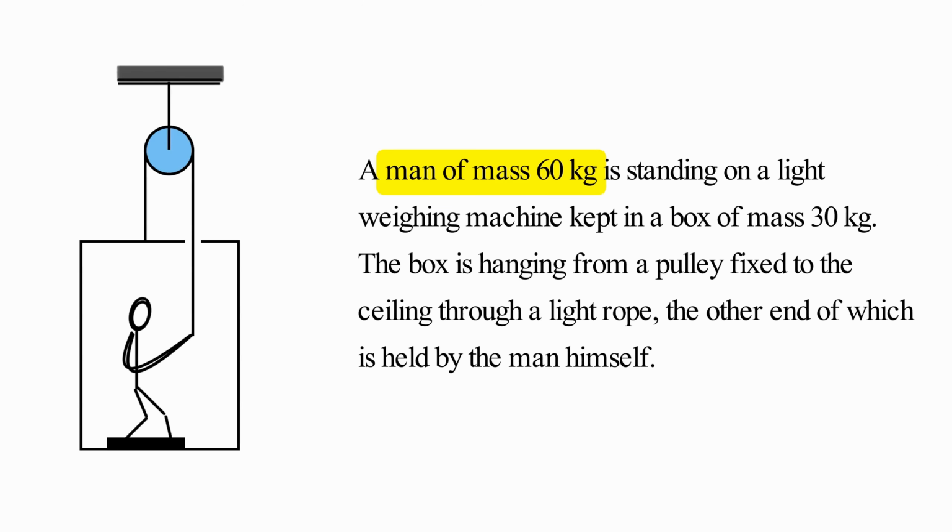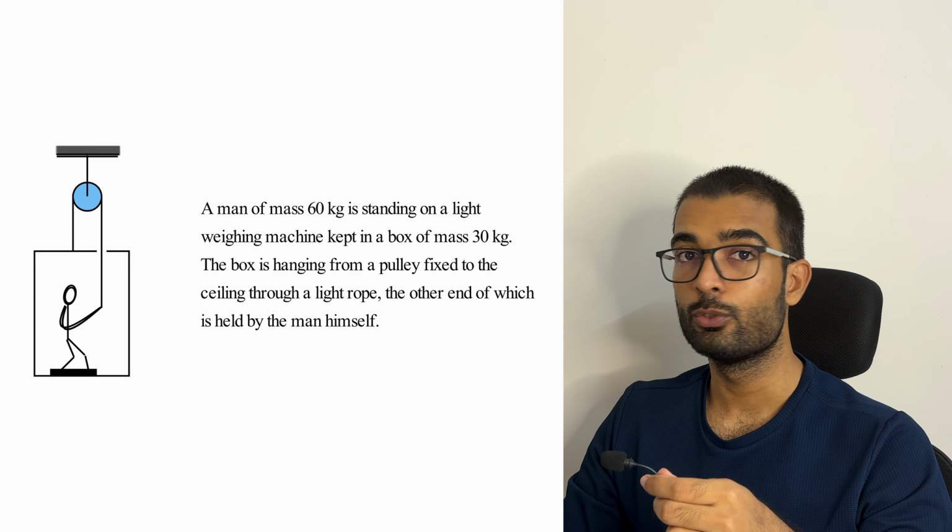We have a man of mass 60 kg standing on a light weighing machine inside a box of mass 30 kg, as shown. The box is hanging from a pulley through a light rope, and the other end of the rope is held by the man himself. Now there are two cases that we need to consider.